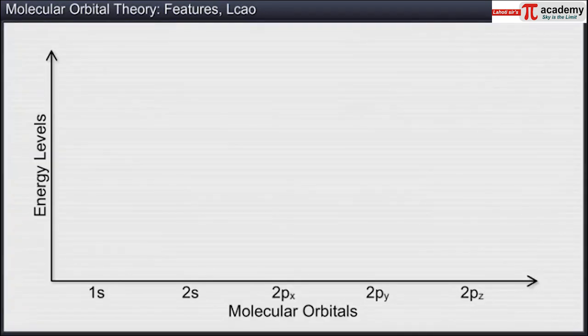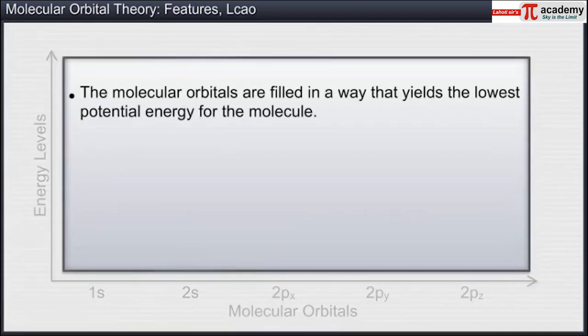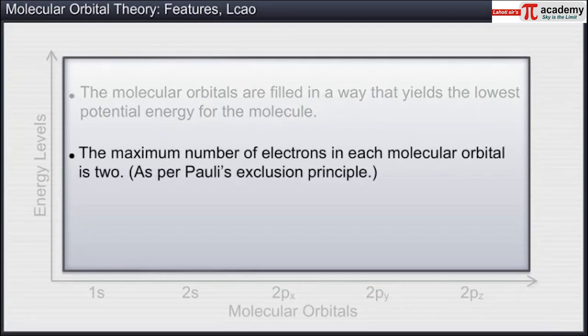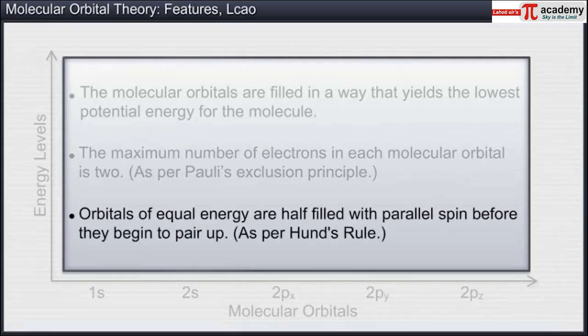Electron distribution in molecular orbitals takes place as per the Aufbau principle and obeys Pauli's exclusion principle and Hund's rule.